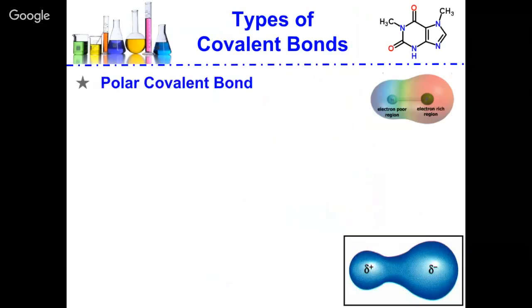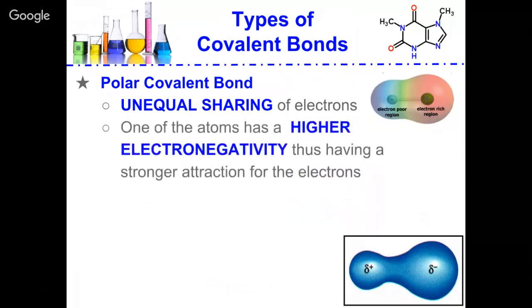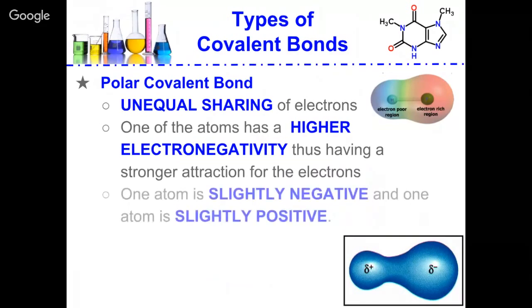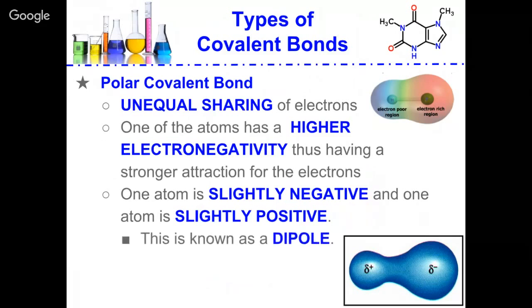The second type of covalent bond is a polar covalent bond. This is when you have an unequal sharing of electrons, and one of the atoms is going to have a higher electronegativity, thus having a stronger attraction for those electrons. So one atom is slightly negative and the other one's going to be slightly positive. An example for this would be HCl, and when we have an HCl molecule that has a slightly positive side and a slightly negative side, we call this a dipole.